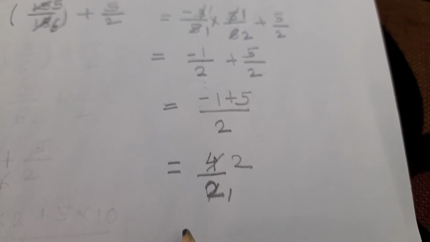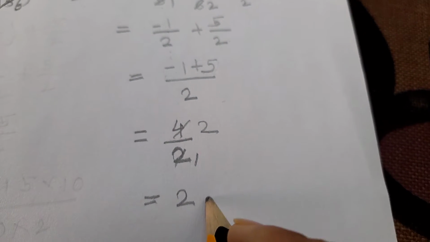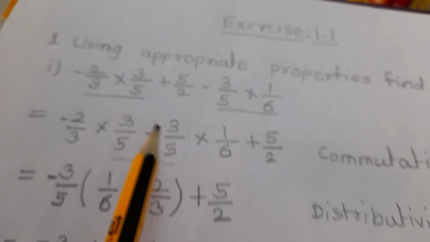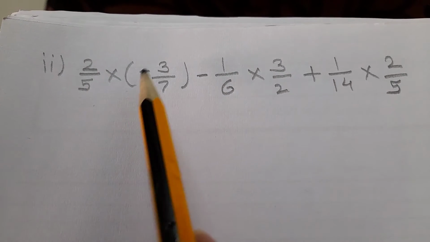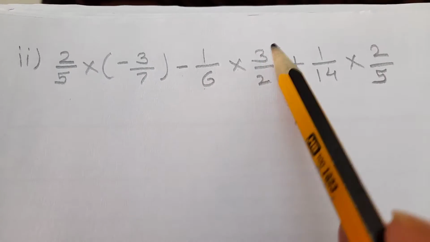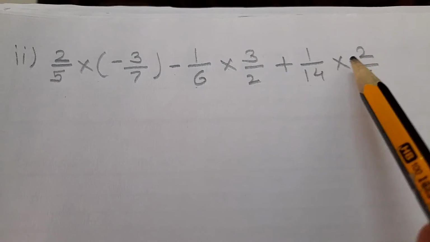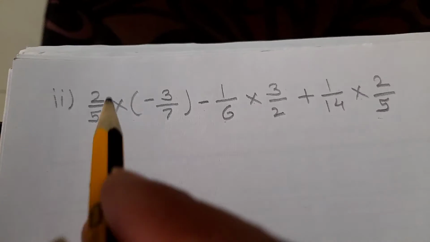Two 2s are 4. Therefore, 2 is the answer of our first question. Now we will solve the second equation. 2 upon 5 multiplied by minus 3 upon 7 minus 1 upon 6 multiplied by 3 upon 2 plus 1 upon 14 into 2 upon 5.